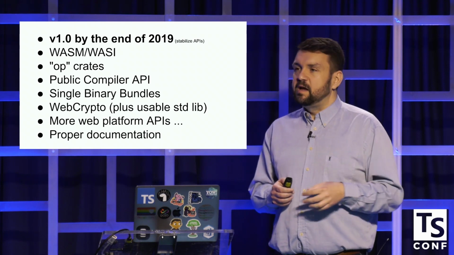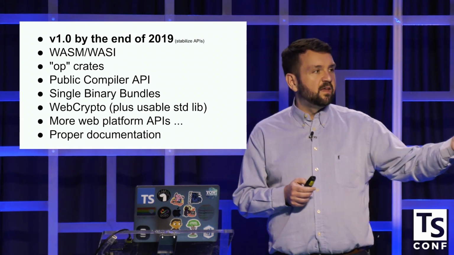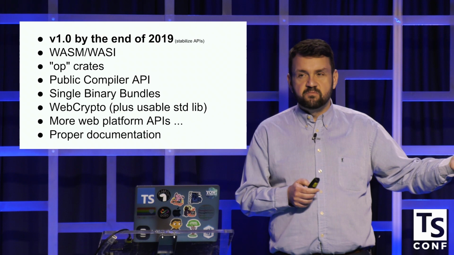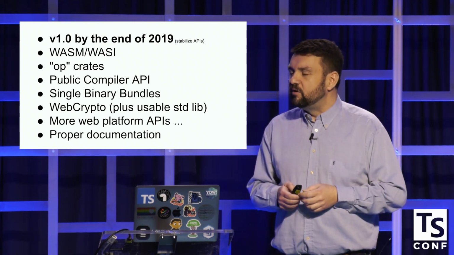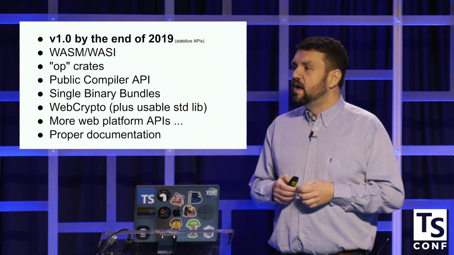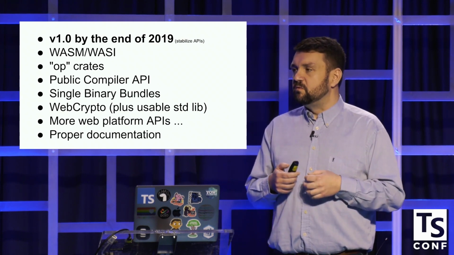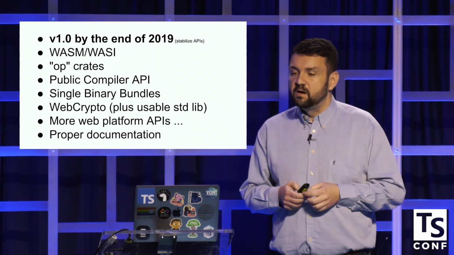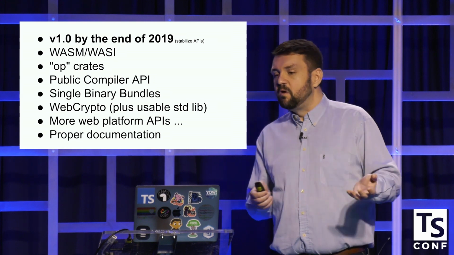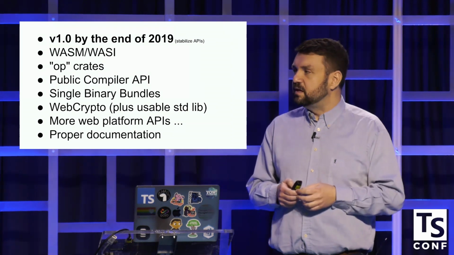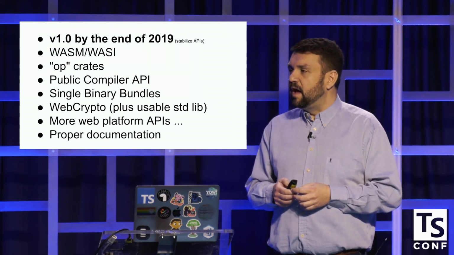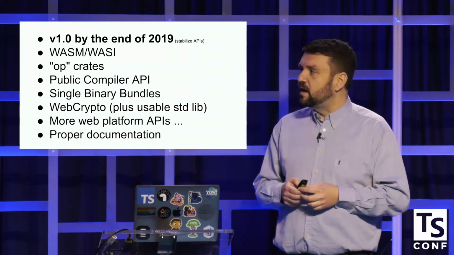Having a public compiler API, so if you do want to go back and decide on doing CoffeeScript or Flow, you'd actually be able to load your own compiler in there and leverage the same APIs that we use with the internal TypeScript compiler. Web crypto plus a usable standard library. Web crypto by itself is pretty ugly, and already has a lot of legacy stuff in it.